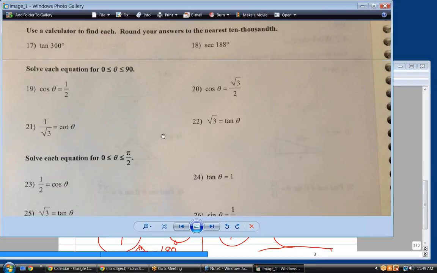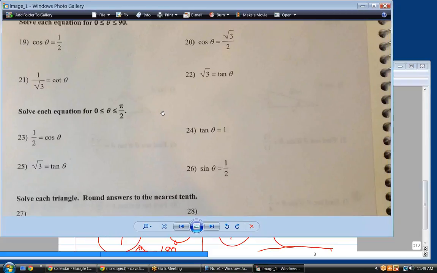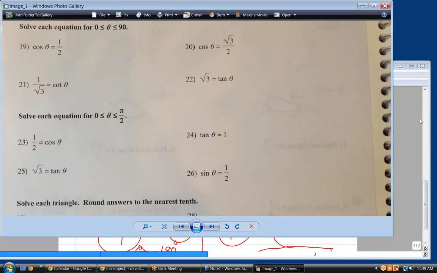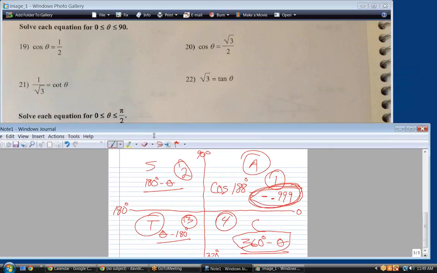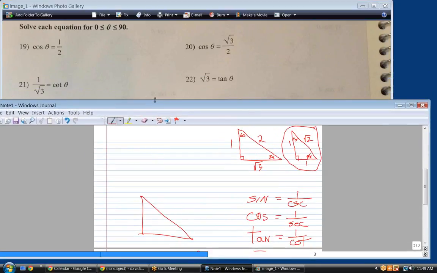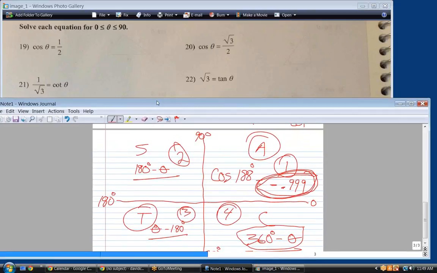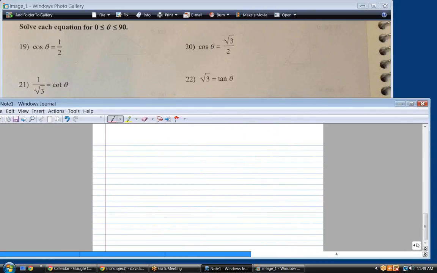Okay. Let's go on. Now, this set of questions here, 19 through 22, are all first quadrant. Okay. So, you understand the concept of inverse, arc sine, arc cosine?